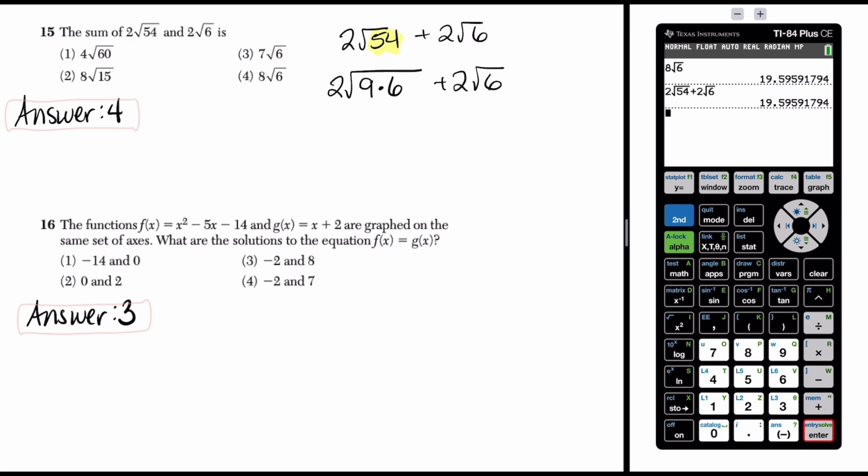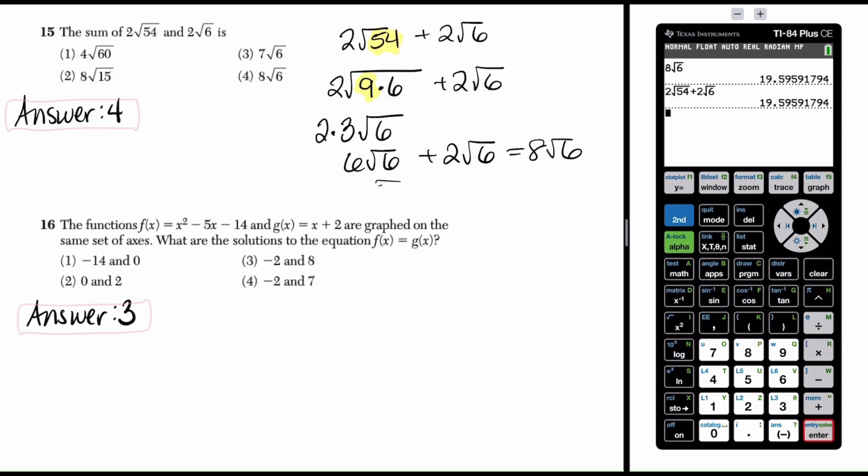Now, this is a number that I know is a squared number. So I know that that number is going to be 3. So 2 times 3 square root 6, or 6 square root 6, plus 2 square root 6. And now it's like combining like terms because I have these two parts as the same, and I get 8 square root 6.